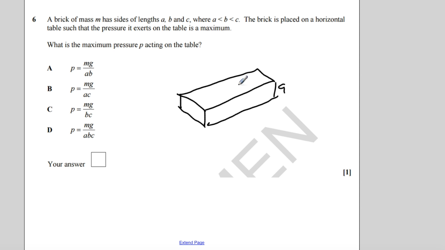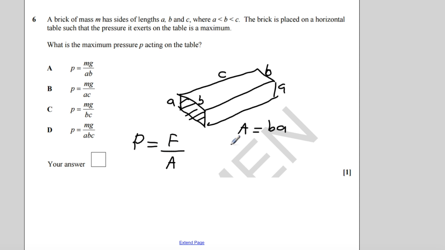We know that B is less than C. So this side here must be B, and the long side must be C. The brick is placed on a table such that the pressure it exerts on the table is at a maximum. Now remember, pressure is equal to the force divided by area. So to make the pressure a maximum, we need the smallest area possible. And this bit here is the smallest area. Now that area is B multiplied by A. So our area here is B multiplied by A.